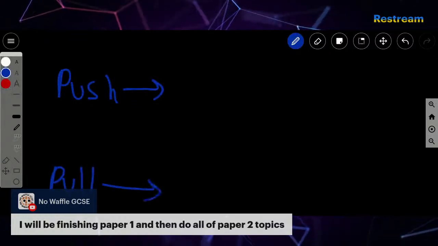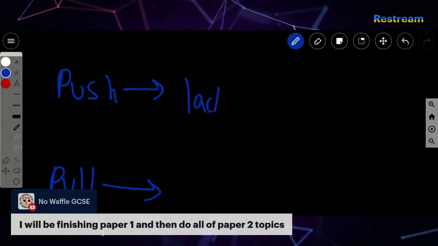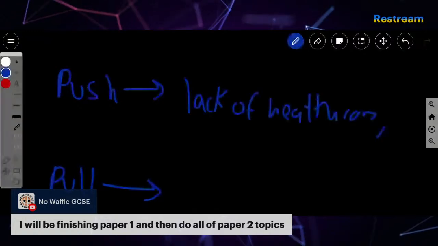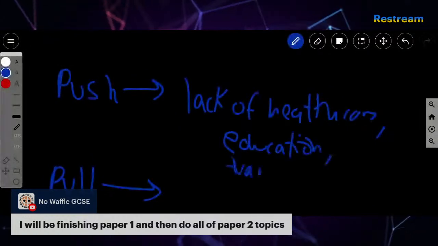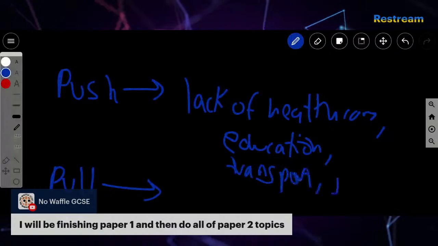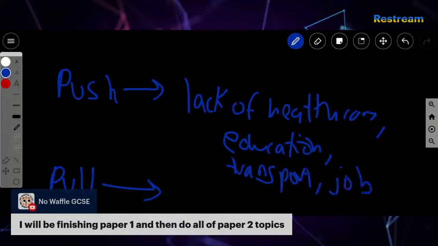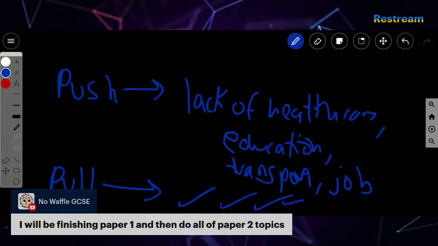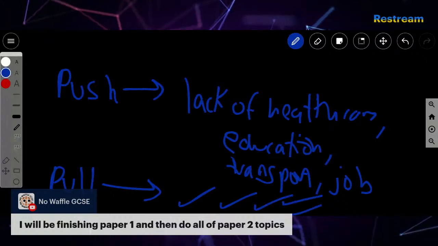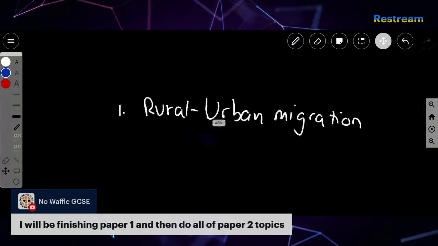Now, they tend to be opposites. So, push factors are things like lack of healthcare, lack of facilities, lack of education resources, lack of transport facilities, lack of job opportunities, things like that. And then pull factors would be the opposite of push factors. So cities have higher healthcare, better education, better transport, better facilities, and better job opportunities. And that's what causes people to migrate from rural to urban areas.